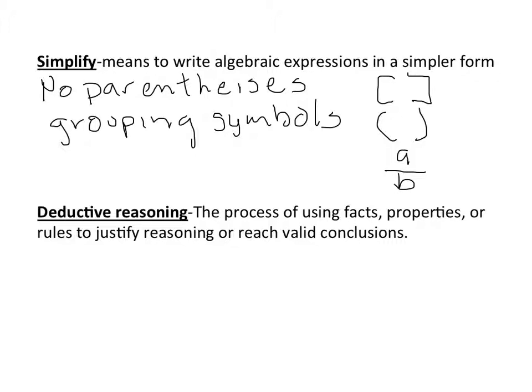Our last key term is deductive reasoning, the process of using facts, properties, or rules to justify reasoning or reach a valid conclusion. So these are things that you already know, things that you've been taught before, and some of the properties that you will relearn here in this lesson.